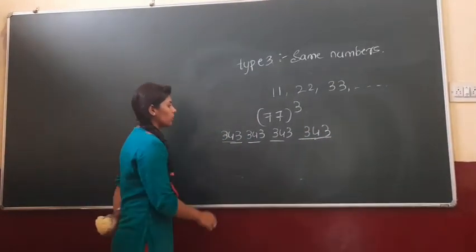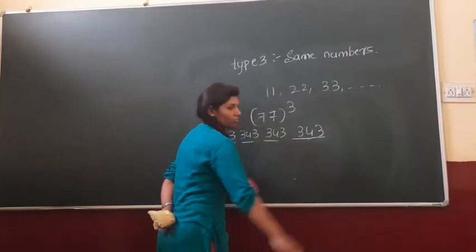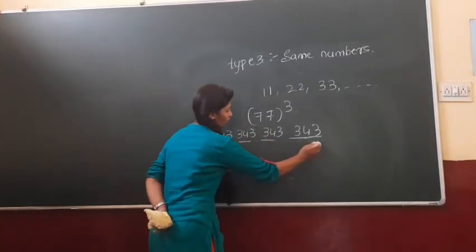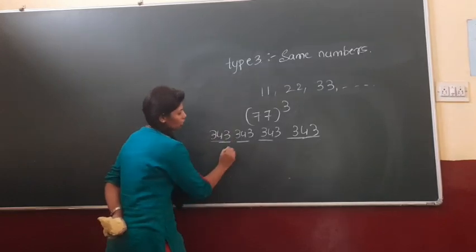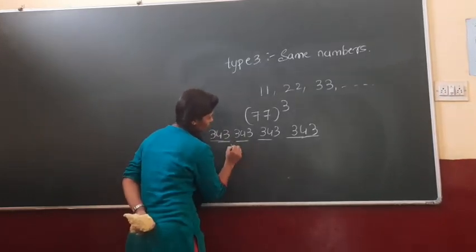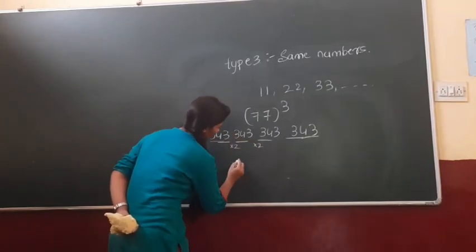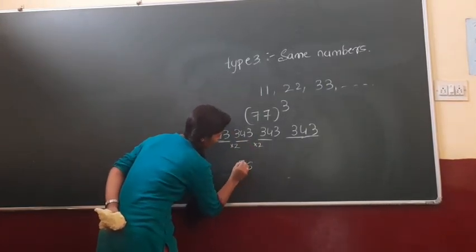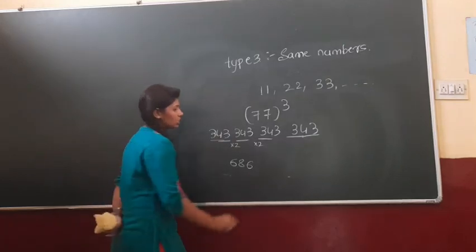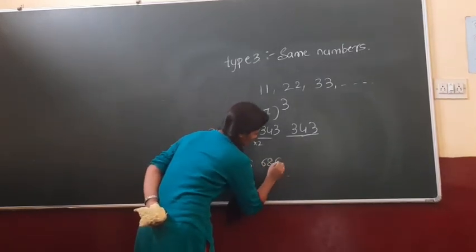Then what I need to make? First and last digit will be left as it is, and I need to multiply second and third number with 2. What I get? Multiplying with 2, 6, 8, 6. That is 686 and 686.